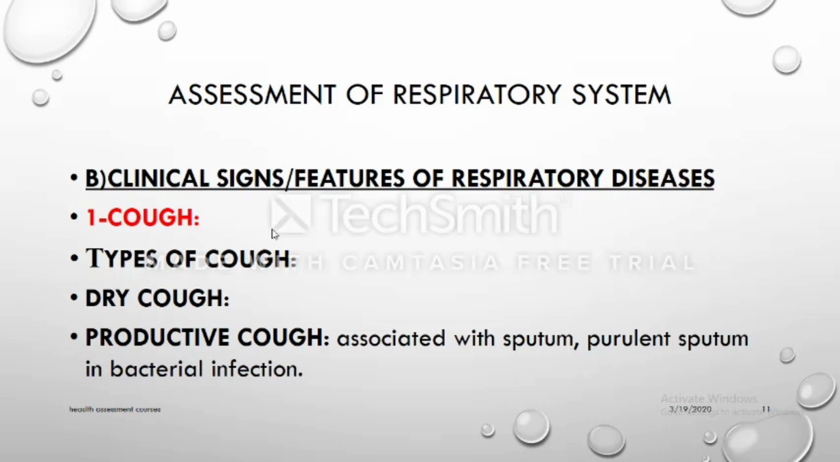So we have to identify and assess the types of cough, whether dry cough or productive cough. Productive cough is associated with sputum, and we have to assess the amount of the sputum, the consistency, and the color of the sputum. If it is purulent or green in color, that indicates that there is a bacterial infection.